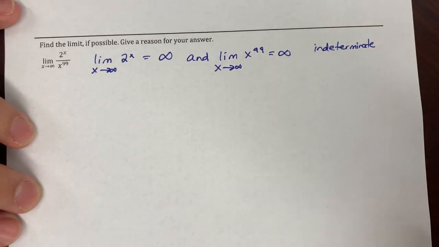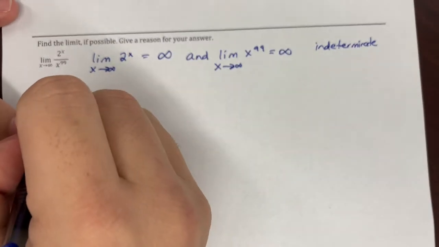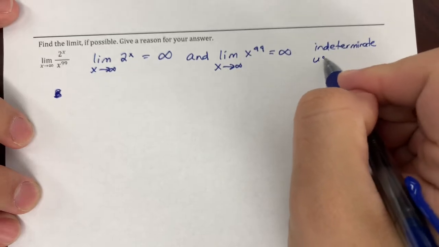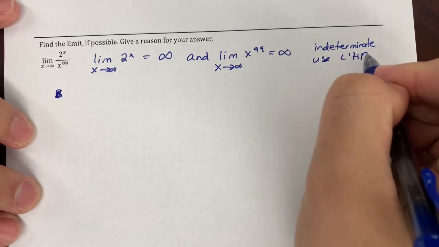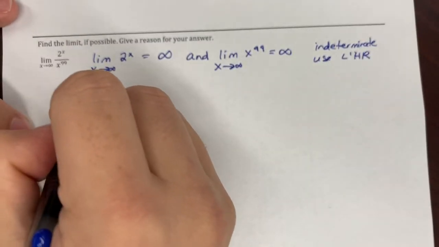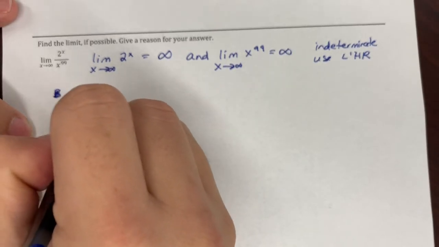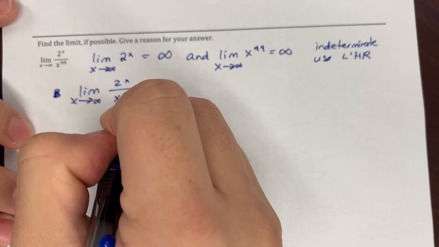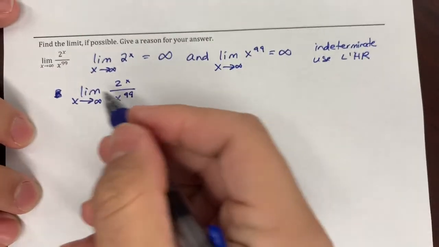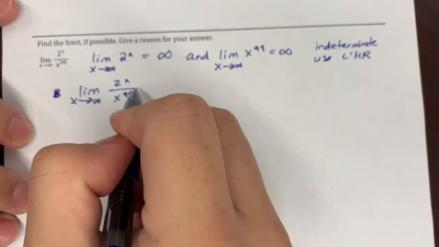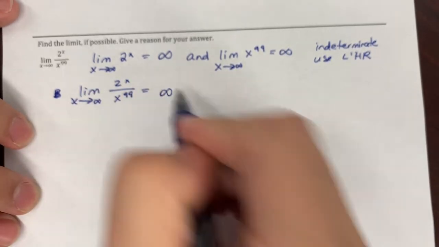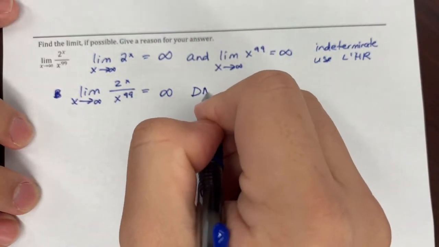So then if we do L'Hopital, well, here's the thing. We can use L'Hopital's rule, but the problem is, if I did the limit as x approaches infinity of 2 to the x over x to the 99th, well, I dare you to try to do L'Hopital's rule with this. But what we can say is that this is equal to infinity, and it does not exist.